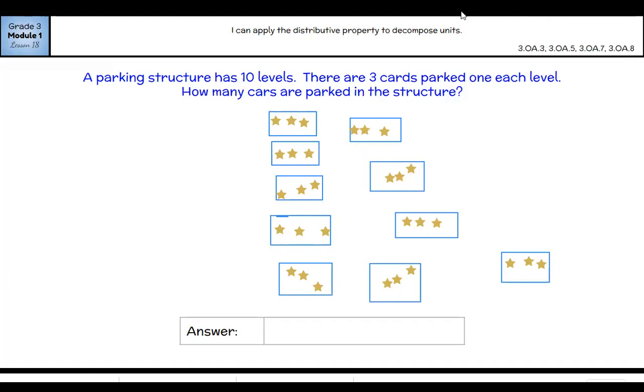Okay, so let's think about what I just did. Like, what kind of equation did I just do? So I had 10 levels and I multiplied 3 cars on each level. So if there are 10 levels and 3 cars on each level, I have 3, 6, 9, 12, 15, 18, 21, 24, 27, and 30. So 10 times 3 equals 30.